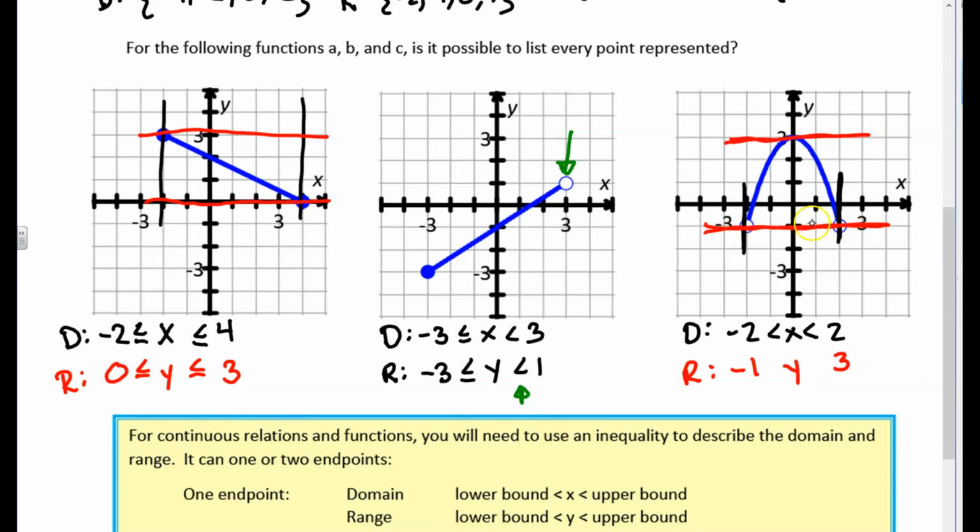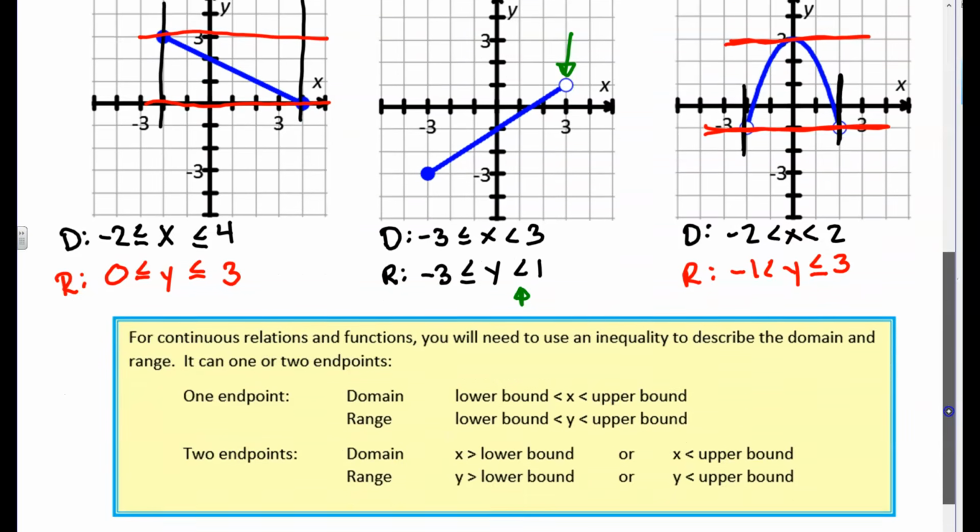Now notice the lowest value, those are both open circles, so it's a strictly less than symbol. But the highest value, it can actually equal 3. The function is actually going through that point, so it's less than or equal to. That's how we do domain and range on a continuous function.